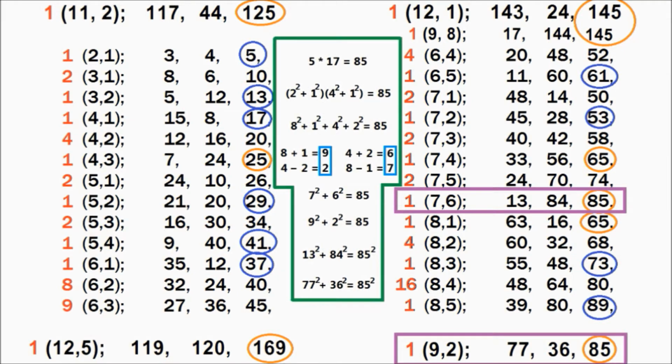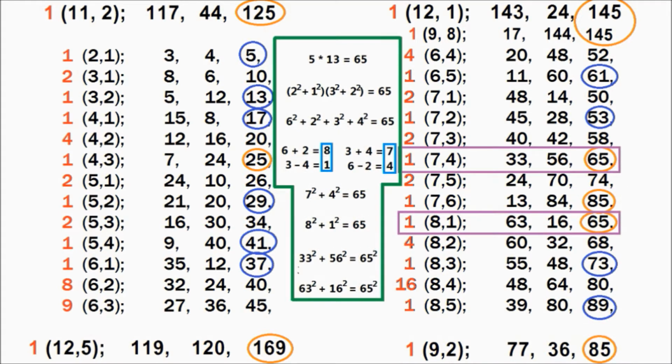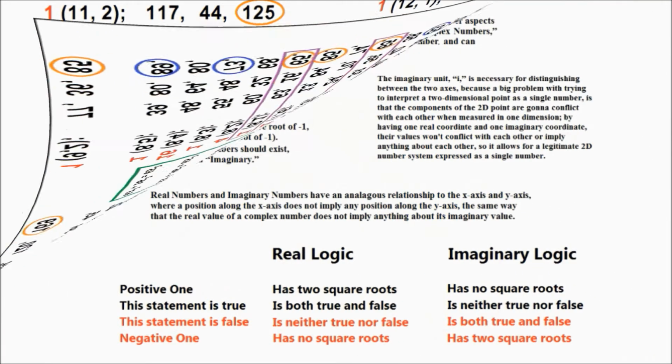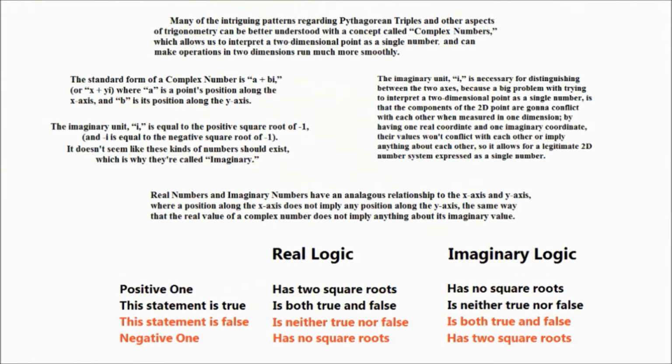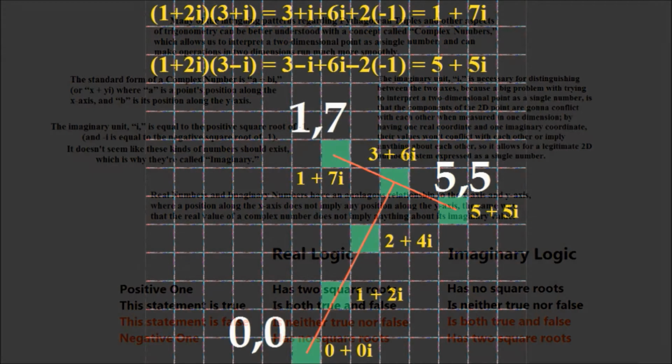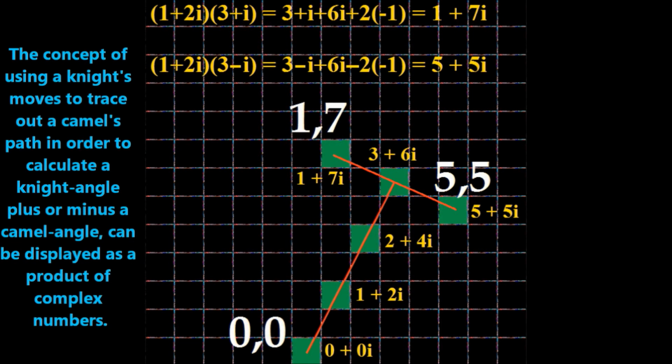Many of the intriguing patterns observed here can be better understood with a concept called complex numbers, which allows us to interpret a 2-dimensional point as a single number and can make operations in 2 dimensions run much more smoothly. So, the standard form of a complex number is a plus bi, where a is a point's position along the x-axis and b is its position along the y-axis.